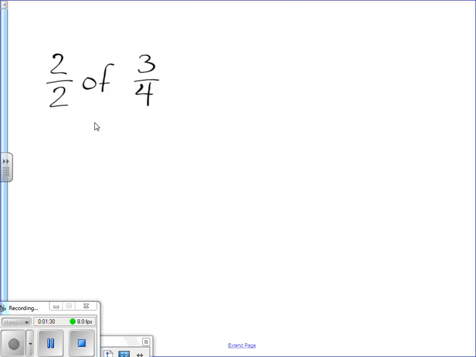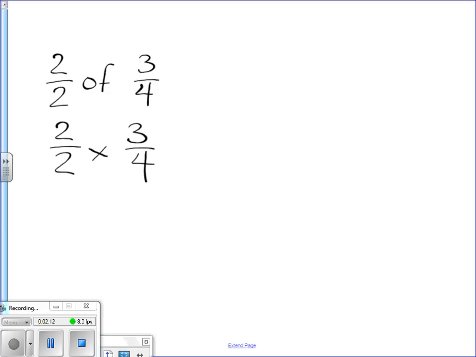Not 1 and 3/4. It should be equal to 3/4. Because when we're taking a fraction of a fraction, what do we do with them? We multiply them. 2 halves times 3/4. What is our multiplication rule of 1? Any number times 1 is that number. It stays the same.